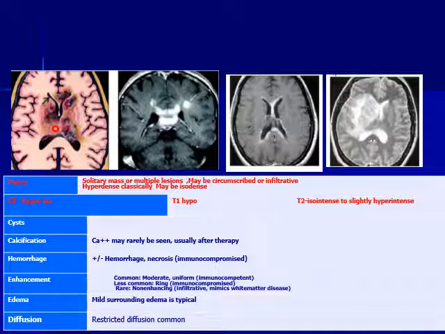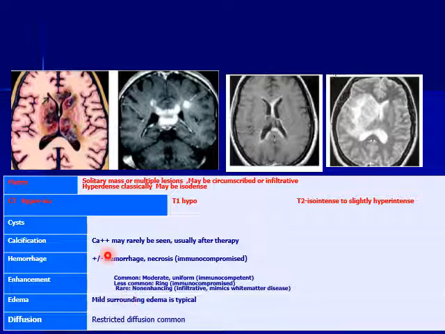There are two types of lesions according to the immune status. If the patient is immunocompetent, lymphoma presents as solid nodular lesions. But if the patient is immunocompromised, it comes with the pattern of ring-enhancing lesion. Okay? Because of high cellularity, it will appear hyper to iso-dense on CT, T1 hypo-intense, T2 iso to slightly hyper-intense, and it will show restricted diffusion.